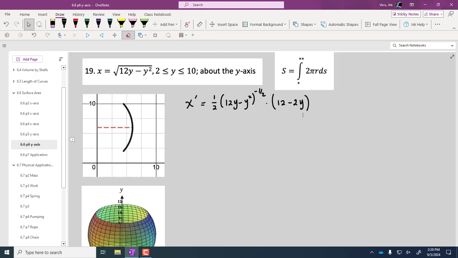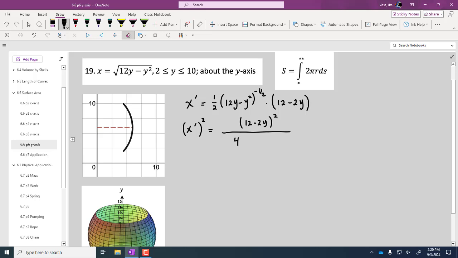So then we're going to square this quantity because we know that the arc length, the ds, has a square in it. So we just look through here and square everything. The part that's in the numerator is the 12 minus 2y, so that's going to be squared. In the denominator, the 2 is squared to give a 4. This is a square root that lives in the denominator. When it's squared, we get just the inside here. We'll get 12y minus y squared. So there's the derivative squared.